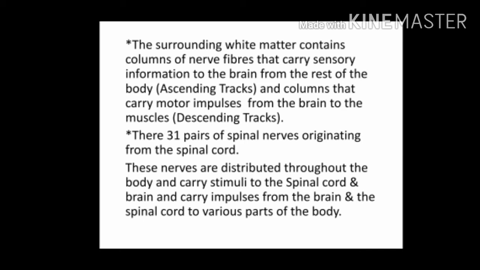There are 31 pairs of spinal nerves originating from the spinal cord. These nerves are distributed throughout the body and carry stimuli to the spinal cord and brain, and carry impulses from the brain and the spinal cord to the various parts of the body. So 31 pairs of nerves originate from the spinal cord.